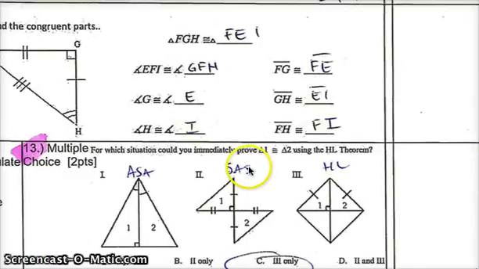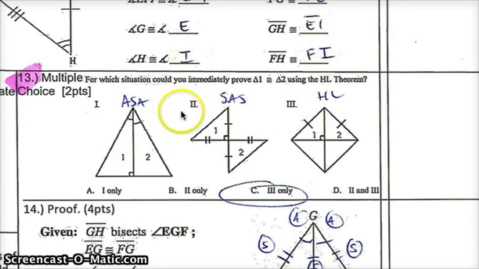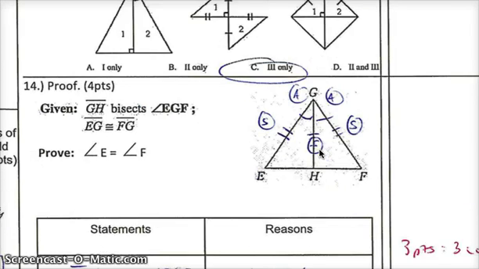Question number 13, tell which of these triangles is HL. Here I have angle, reflexive side, angle. This one is side, angle, side. The only one that has HL is here. This would be a side, then they share this side, reflexive, and then angle. Angle, side, side with the right triangle is HL.